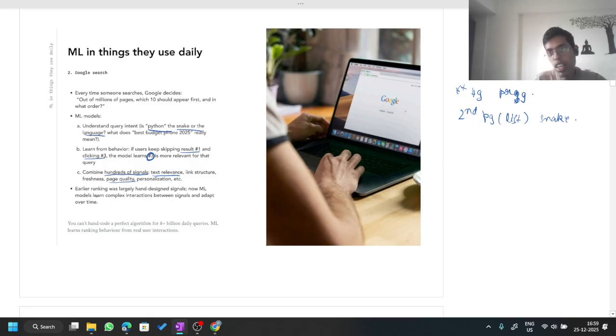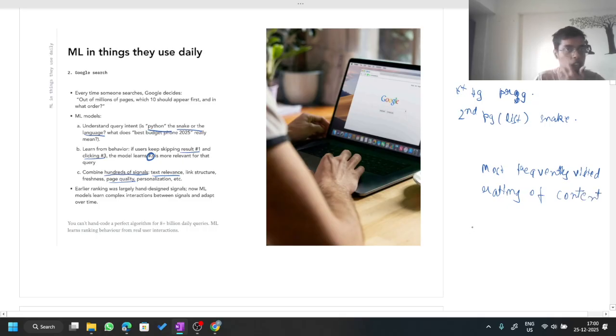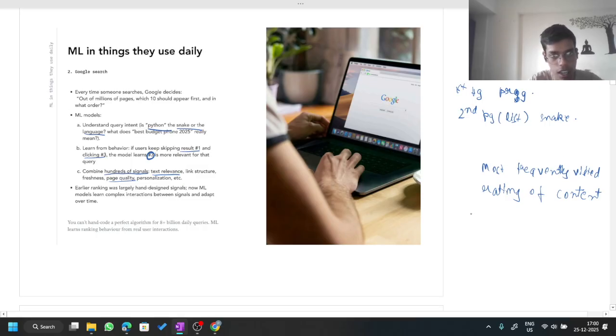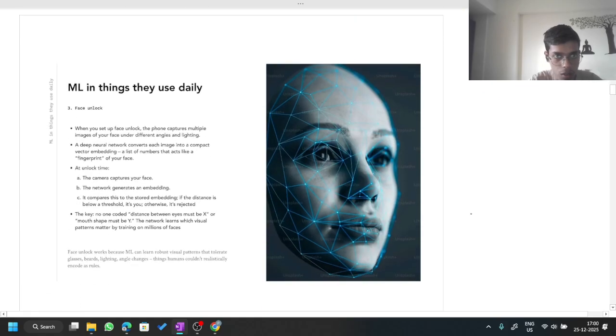Earlier, ranking was designed basically by manual signals like most frequently visited, rating of the web page, meaning the rating of the content which is being visited. These were some of the hand-based rules. But as you can see, based on your personal preference, it will rank the things accordingly. And it's not like for every user you will have to hard code some of the things. These will be taken care of by a generic ML algorithm itself.